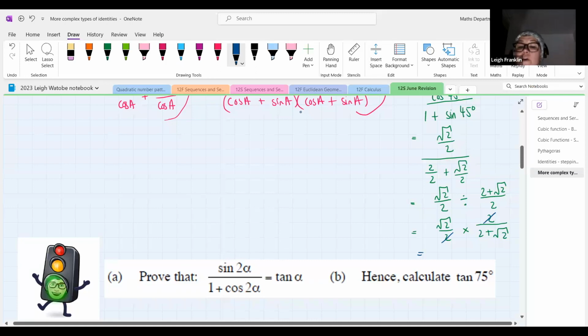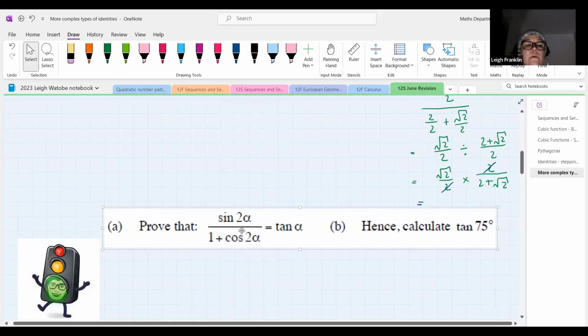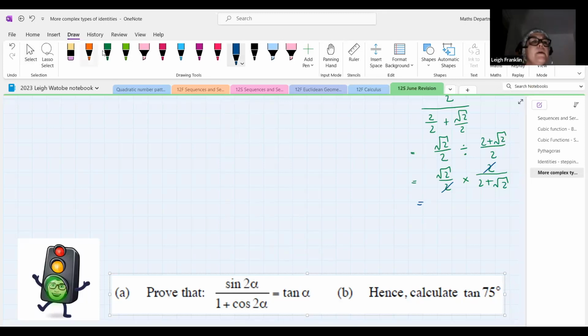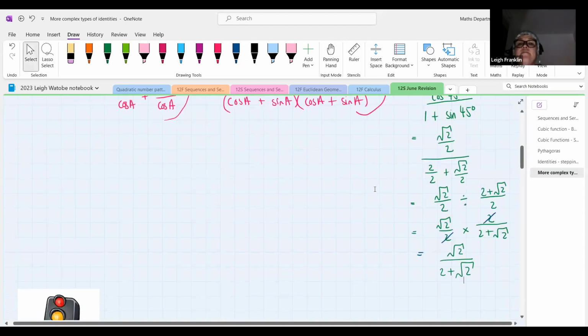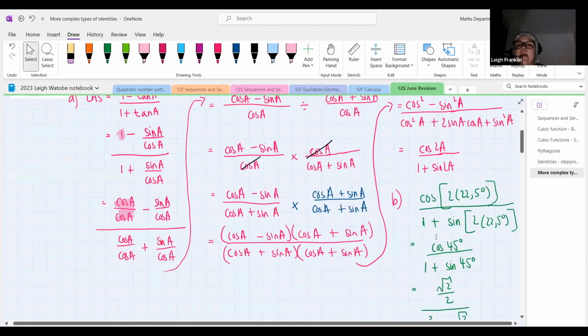So our final answer, let's just move this down a little bit more. So our final answer here is going to be root 2 over 2 plus root 2. And that would be it. Okay, we have now found the value of, or calculated, 1 minus tan 22.5 over 1 plus tan 22.5.